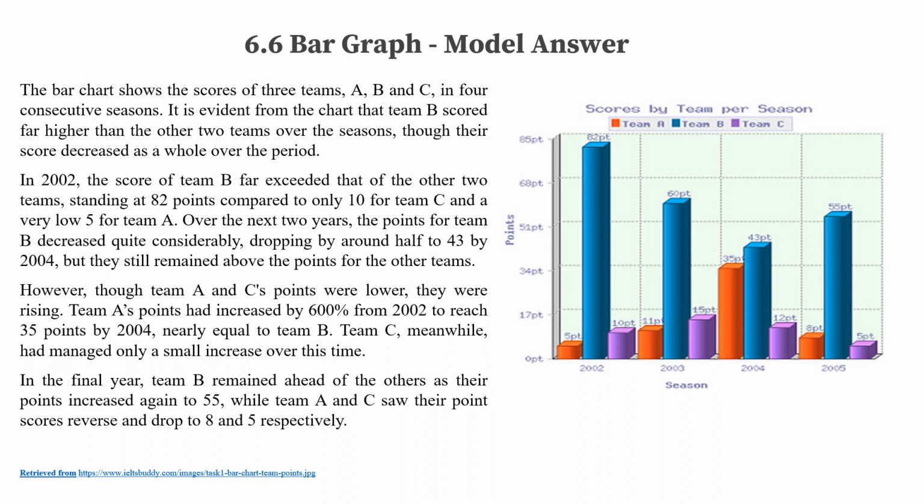In the final year, Team B remained ahead of the others as the points increased again to 55, while Team A and C saw the point score reverse and drop to 8 and 5 respectively.